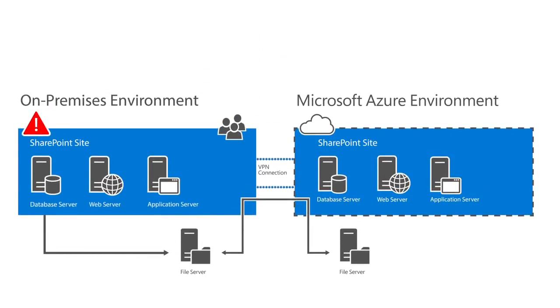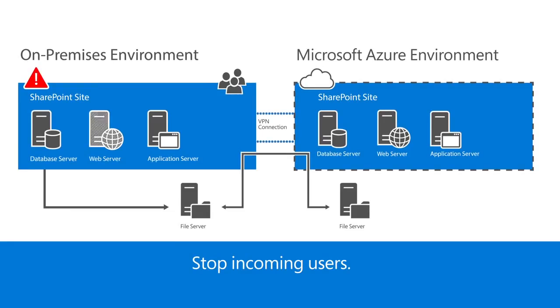When trouble strikes, switch the users to Azure so they can keep working. The process works like this. Stop incoming user traffic to the on-premises SharePoint web server. You can do this by disabling DNS entries or shutting down the web server. Stop the SQL log shipping to Azure.